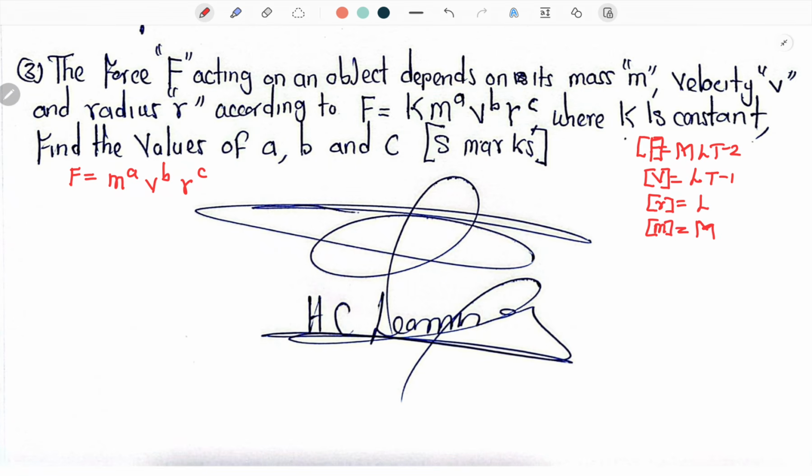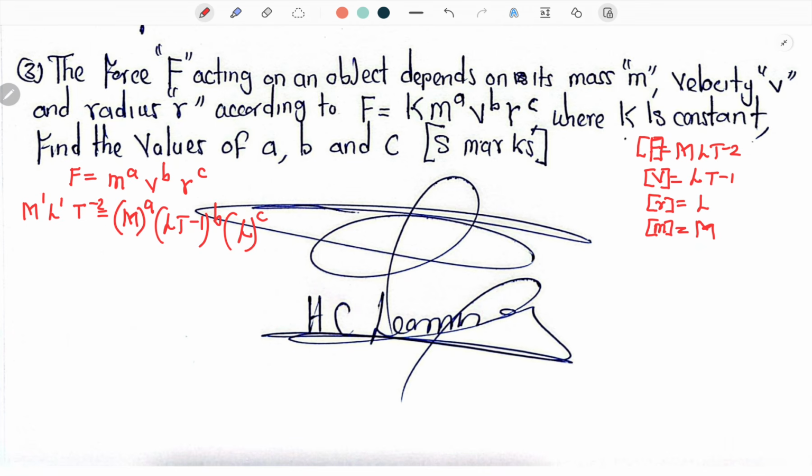So let me get the dimensions of force. So the dimensions of force is simply M to the power 1, L to the power 1, then T to the power negative 2. Then I'm going to get everything. So this is going to be the mass, so it's going to be M to the power A. It's actually very simple. The velocity is going to be LT to the power negative 1, all to the power B. Then the radius, which is L, to the power C.